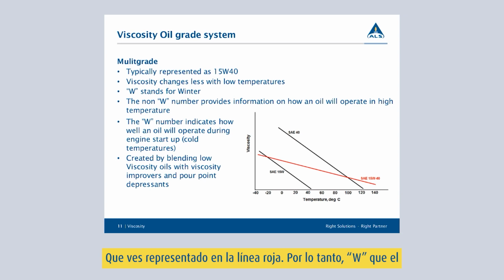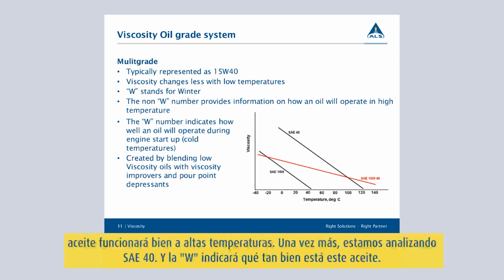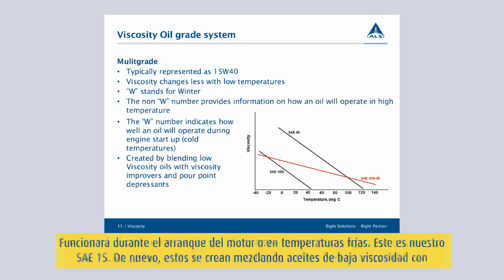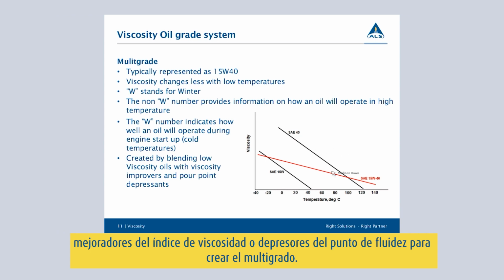And so the non-W will often indicate how well an oil will operate in high temperatures, and so we're looking once again at this SAE 40. The W indicates how well that oil will operate during engine startups or cold temperatures, and that's that SAE 15. So once again, those are created by blending low viscosity oils with viscosity improvers or pour point depressants to create that multi-grade.